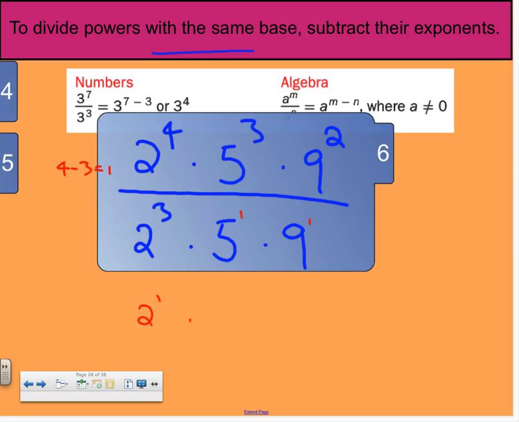Here I have 5 to the third divided by 5 to the first, so I can do 3 minus 1, and that equals 2. So 5 to the second power. Here I have 9 squared divided by 9 to the first, so 2 minus 1 equals 1. So I have 9 to the first power. Or I can simply rewrite that as 2 times 5 squared times 9, and then solving that for an answer would be very easy from there.